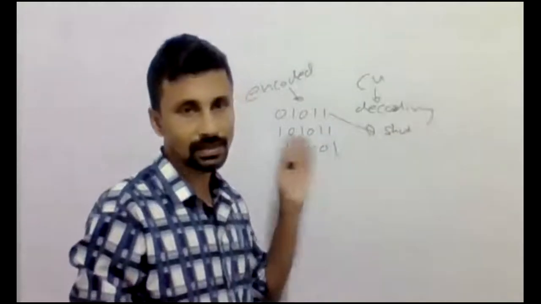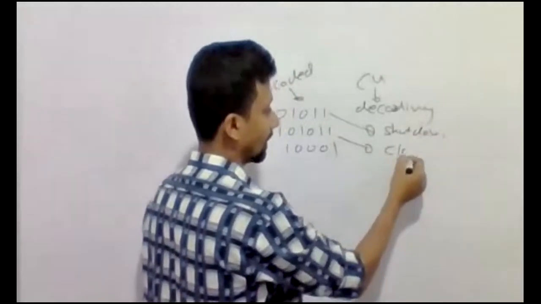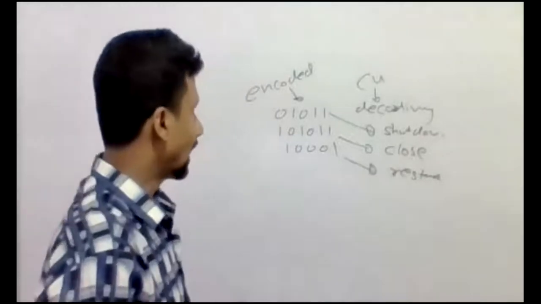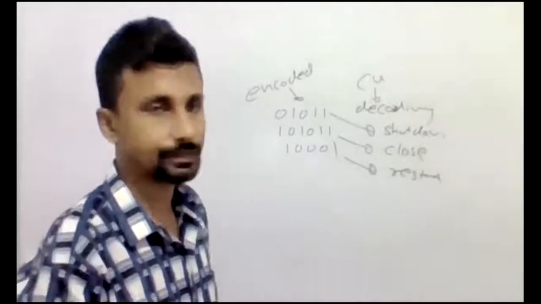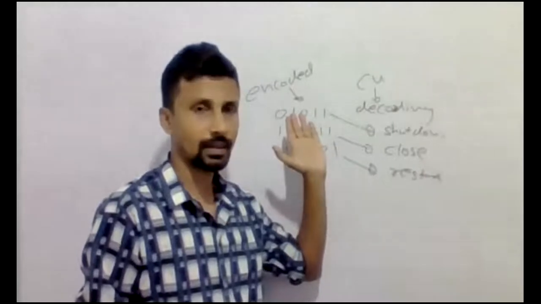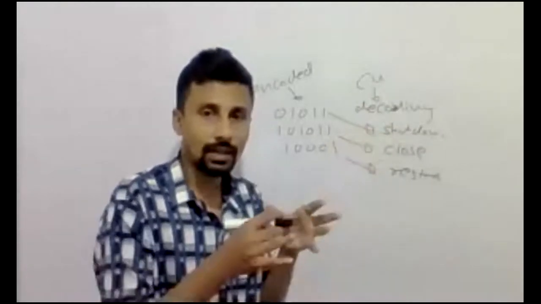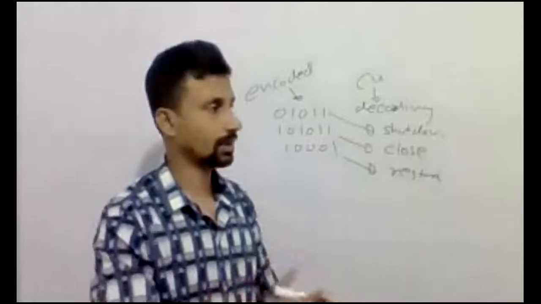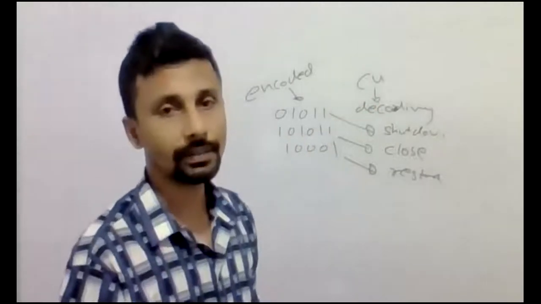I am taking just an example. This is not the real code. I'm just taking the example, right? Shutdown. Say close program. This is for restart. So the encoded instruction should be decoded by the control unit. I am just taking this to make you get a sense of this. So the control unit is decoding the instruction. After decoding, okay, this is shutdown. Then that control unit will be giving those instructions to the relevant device. Okay, shut down the computer, close this program, like that. So this is called decoding. So encoding and decoding should be done. Decoding is done by the control unit.